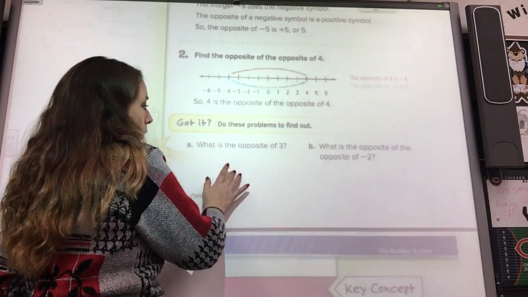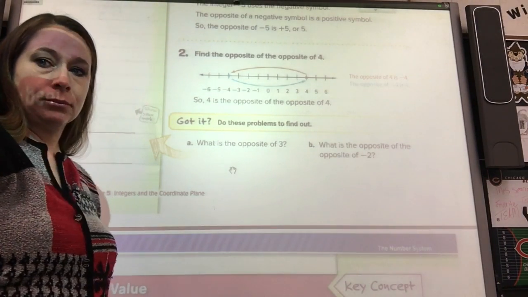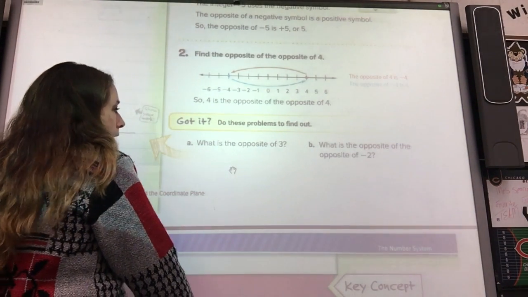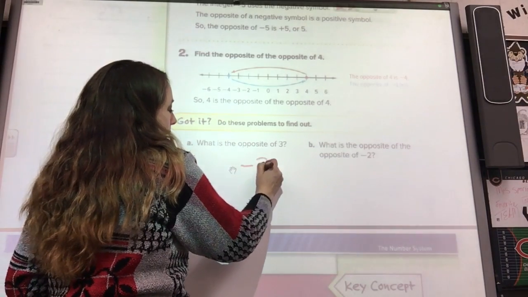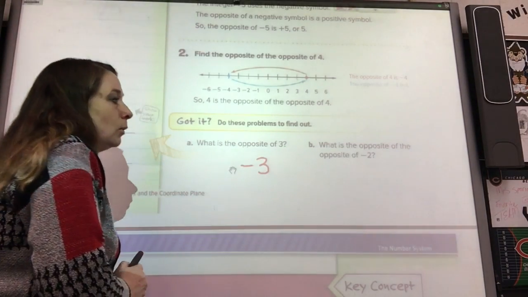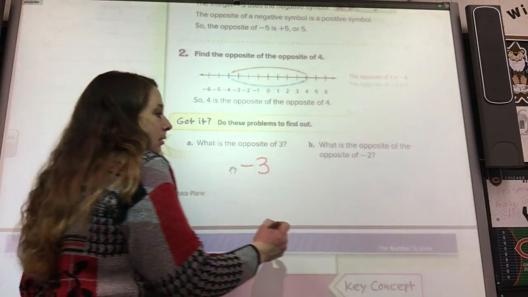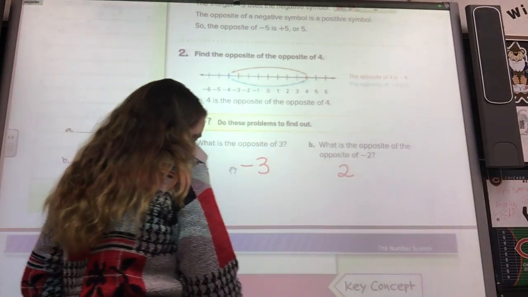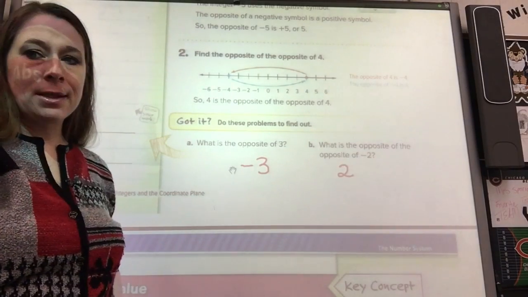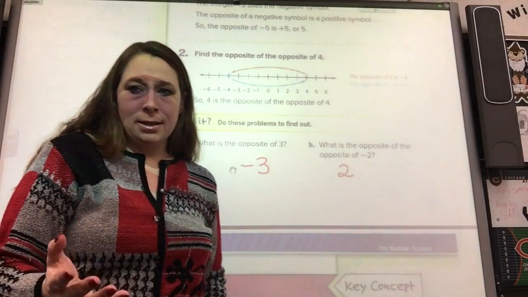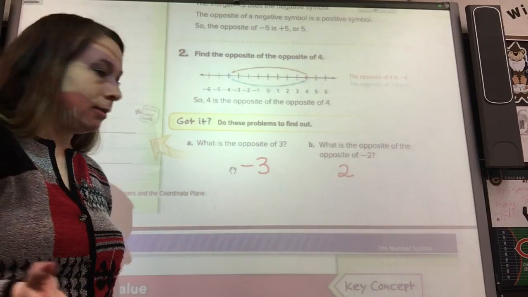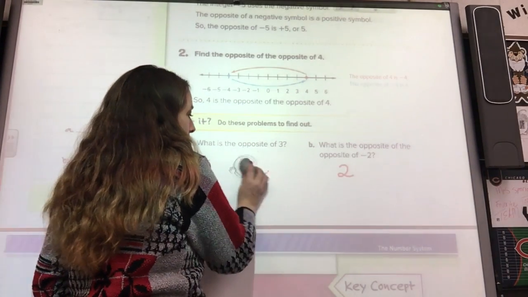Okay? What is the opposite of 3? Alright, if you said -3, you are right on the money. What's the opposite of -2? Opposite of a negative is a +2, so just 2. Okay? Opposites. If it's a negative, make it a positive. If it's a positive, make it a negative. Okay? Those are pretty easy.